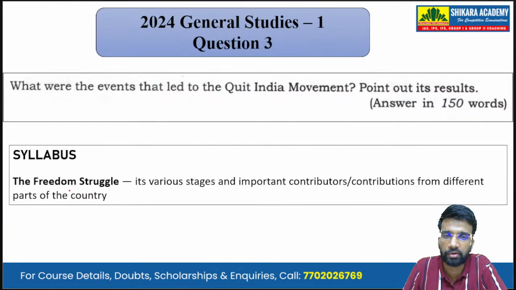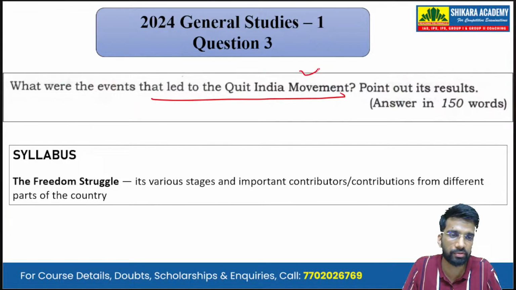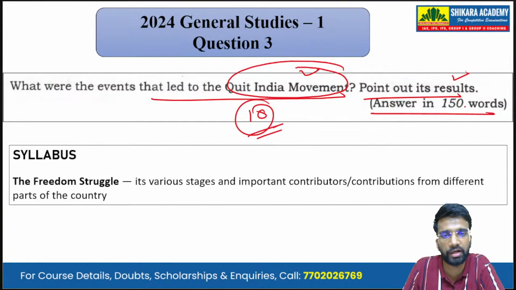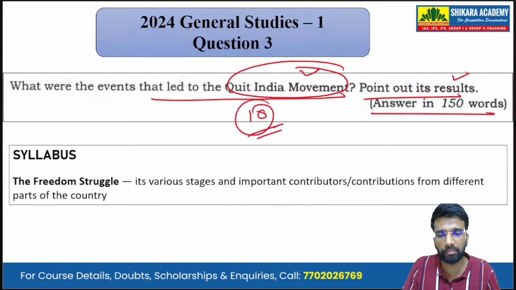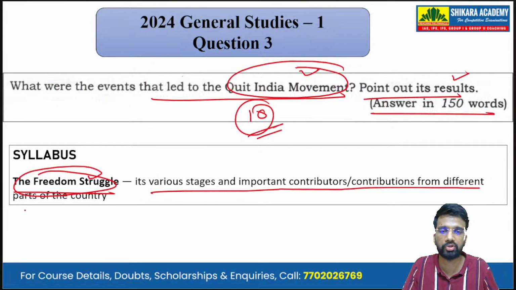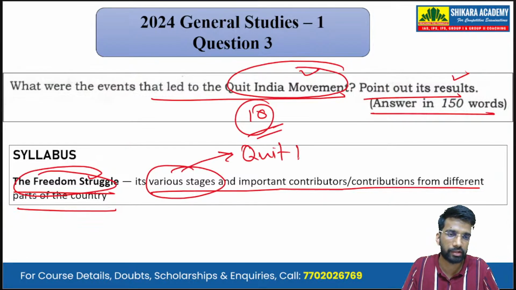Then moving on to the third question: what were the events that led to the Quit India movement? Point out its results. Okay, a 10-mark question, to be answered in 150 words. Mapping it with the syllabus, it has been asked from the subject of modern history, the freedom struggle, its various stages, important contributors, contributions from different parts of the country. And this is talking about the Quit India movement, a stage of the freedom struggle.